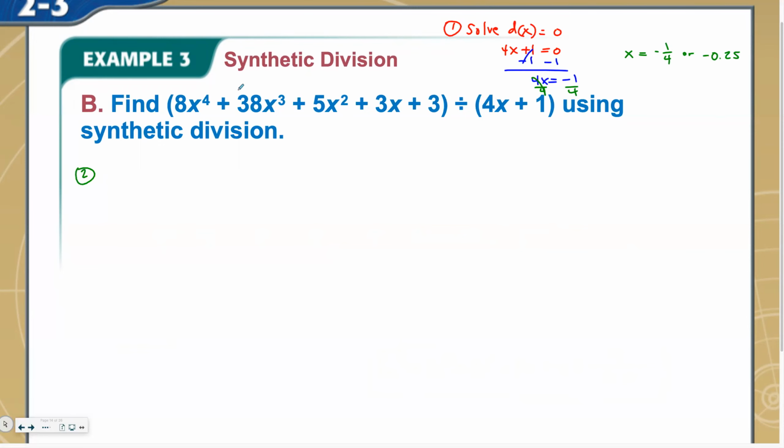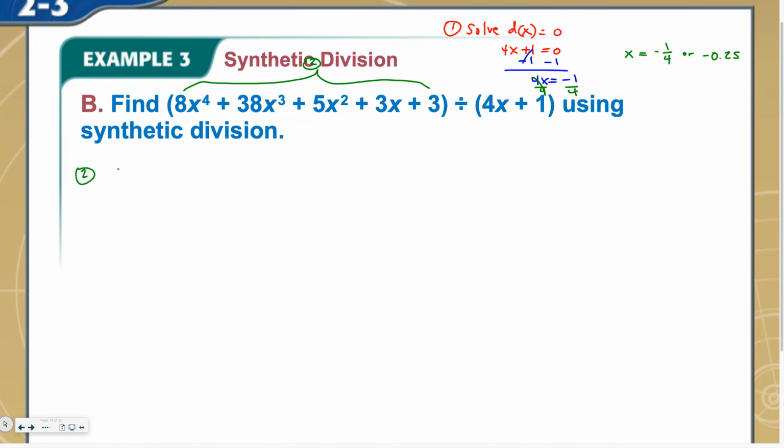Before I start doing step 2, you need to check if it has any missing powers. The leading term has a power of 4. Do I have a power of 3 present? Yes. Power of 2 present? Yes. Power of 1? Yes. And no x at all? Yeah. By the way, if you were missing something, you would just put a 0 as a placeholder.